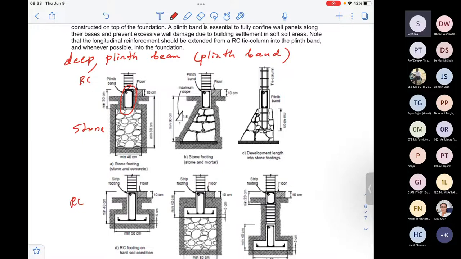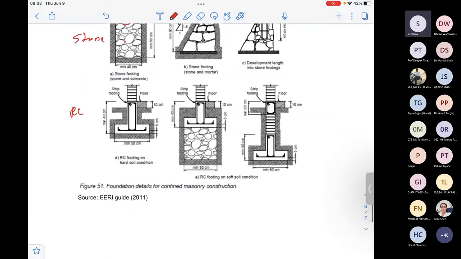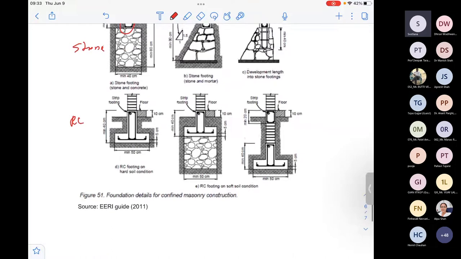I believe that is what is needed. By the way, today I will share this ERI guide. It contains really good details about this detailing and construction. I will share that along with the Mexican code today, with the annotated versions of these two lectures. I will also share the ERI guide if you haven't downloaded it. As I said, it's a free download.